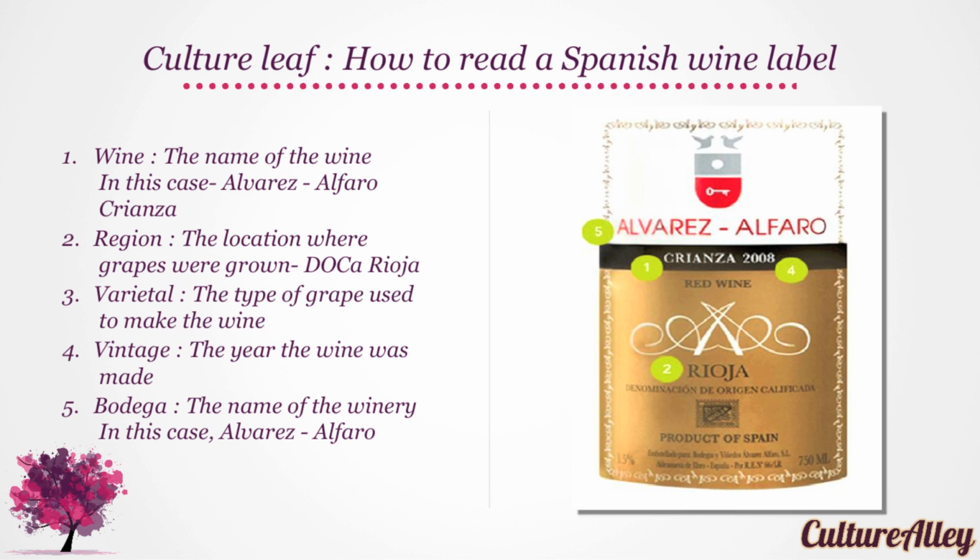Let's learn how to read a Spanish wine label. The place where 1 is marked tells us about the name of the wine. In this case, it is Álvarez, Alfaro, Crianza. Number 2 tells us about the location where the grapes were grown. Here it is La Rioja. Number 3 tells us what type of grape was used to make the wine. 4 tells us the year the wine was made, and 5 tells us about the name of the winery. In this case, Álvarez Alfaro.